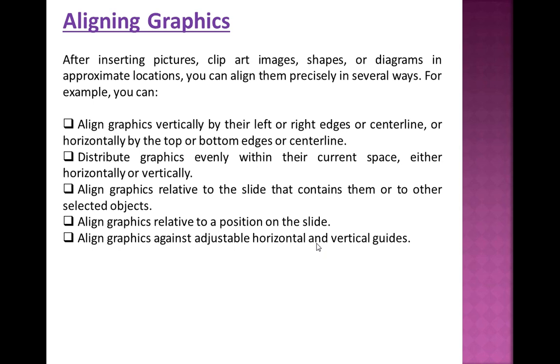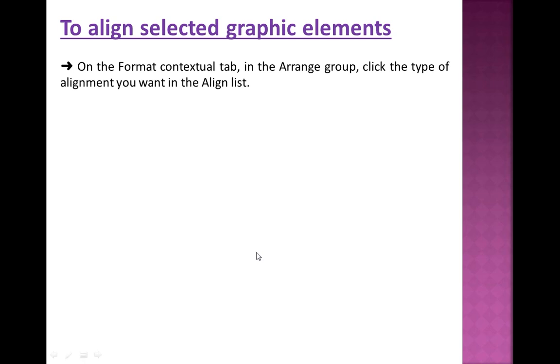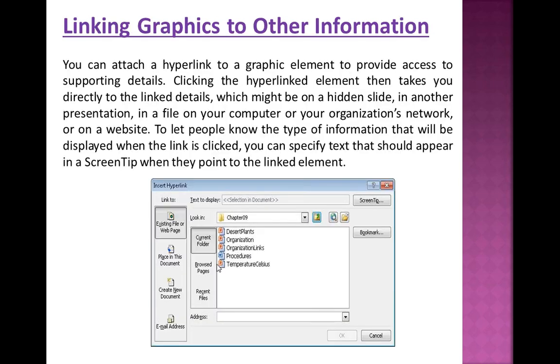We also studied how to align the graphics. Alignment means you can align the graphics either left, right or center line or horizontal way. You can also align as per your requirement, as per your need. You can rotate or you can move or you can use the format option for the alignment of the graphics. Next is how to align. Simply go to the format contextual tab, go to the arrange group, then click the type of alignment that you want in the align list.